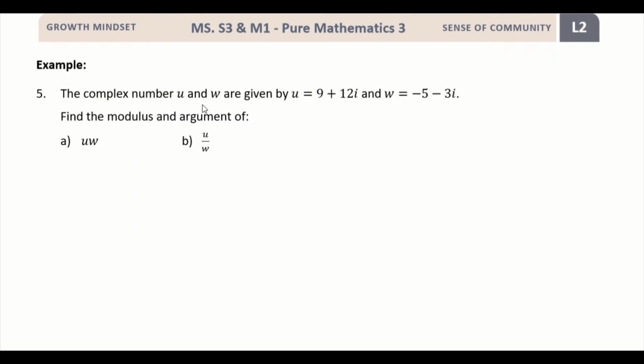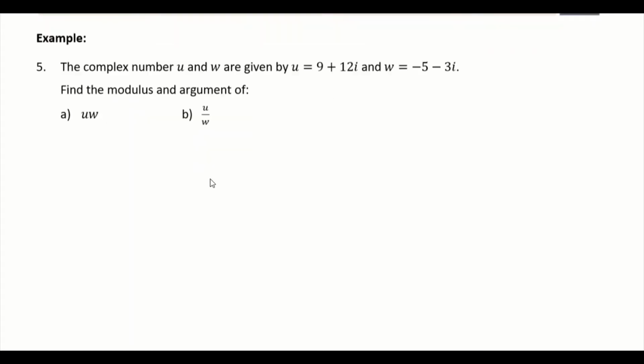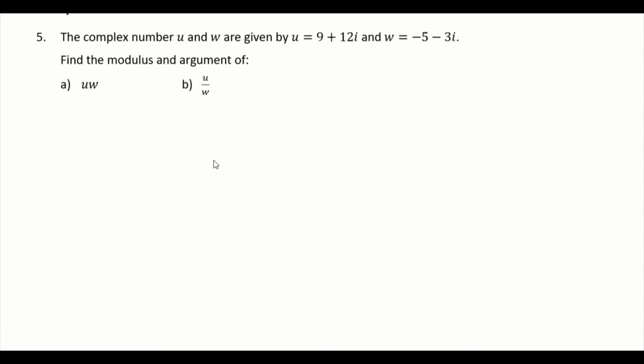Okay, so the complex numbers u and w are given, where u equals 9 plus 12i, and w is -5 minus 3i. Find the modulus and argument of uw and u over w. So how are we going to do that? We need to find the modulus and also the argument for each of u and w first. Let's start with u. So u is equal to 9 plus 12i. So the modulus of u is the square root of 9 squared plus 12 squared, which gives us 15.